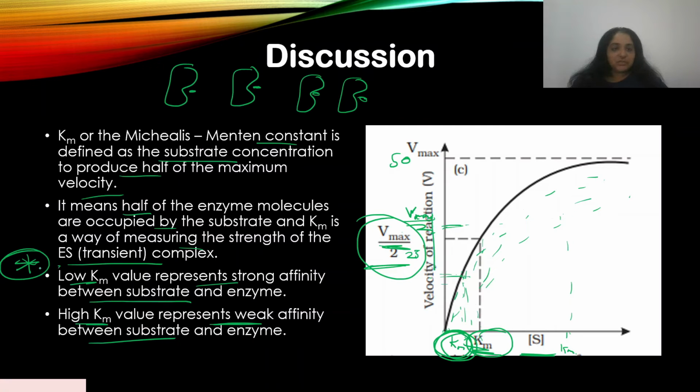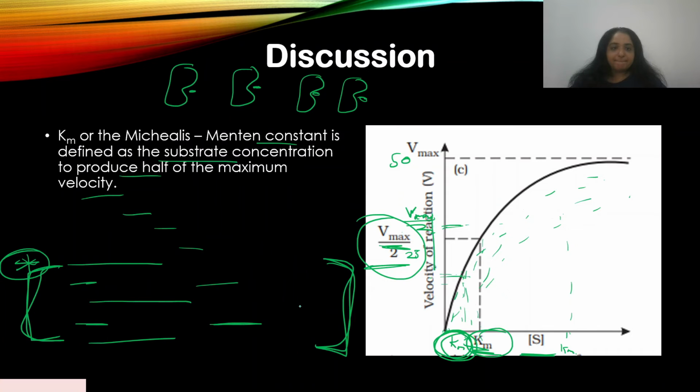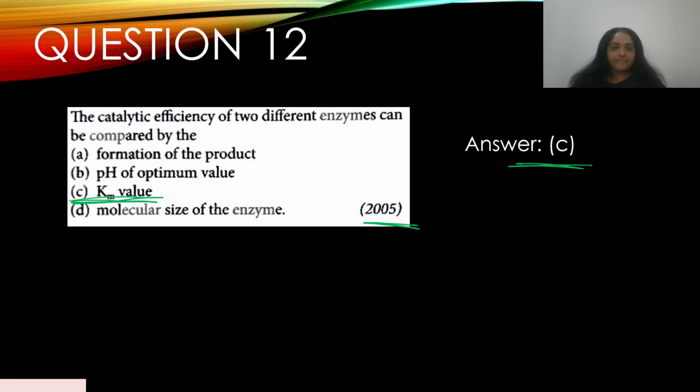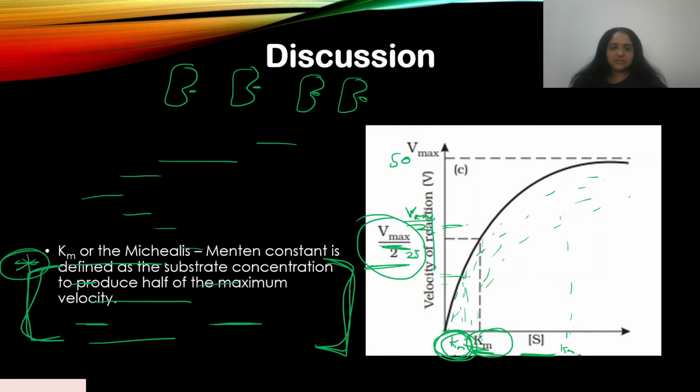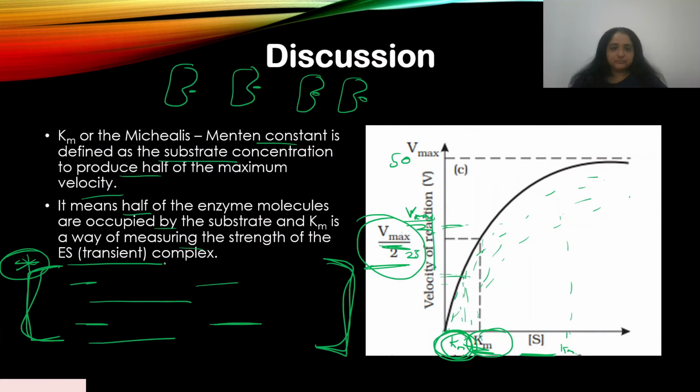Okay, so this particular information fact is very, very important to understand enzymes, okay, and how they function. So yeah, the catalytic efficiency of 2 different enzymes can be compared by the Km value. All right. Yes, I've answered the question.